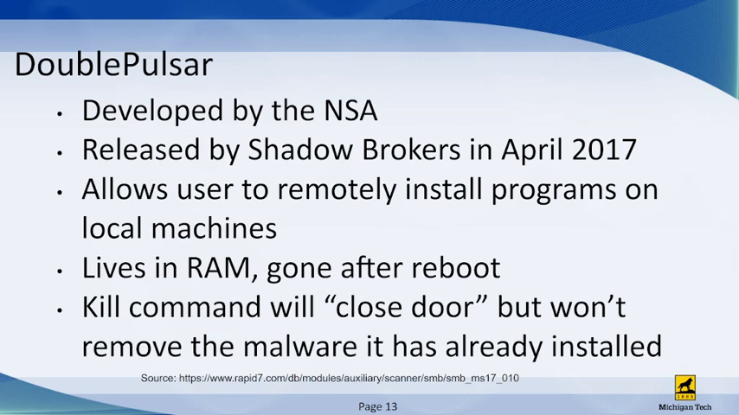DoublePulsar. It's another NSA-developed exploit that was later released by Shadow Brokers. It lets attackers remotely install programs on local machines. It lives inside of your RAM and disappears after a reboot. And even if the door is closed with a kill command, the malware is still able to install the software.